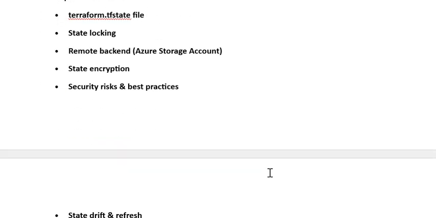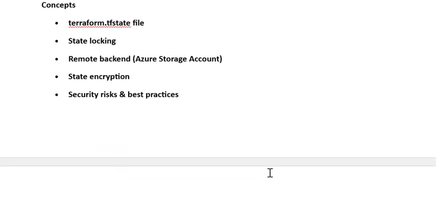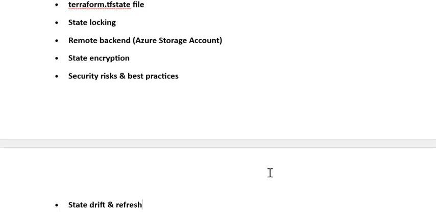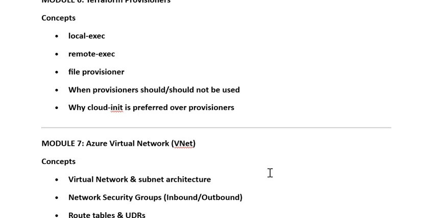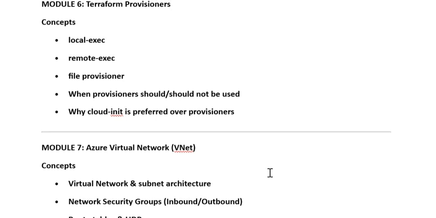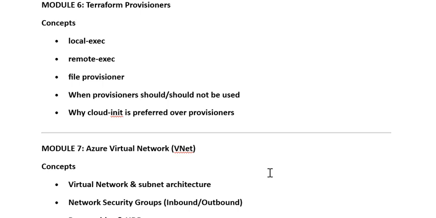And Terraform state. Actually, we have Terraform states. The terraform.tfstate file, state locking, remote backend, state encryption, security risks, and best practices would be discussed for the Terraform state files. Then we can go for the state and refresh and Terraform provisioning. In Terraform provisioning, you can say local execution, remote execution, file provisioning. Why, when you go for provisioning, it should not be used, and why cloud-init is preferred over the provisioner. That would be discussed.